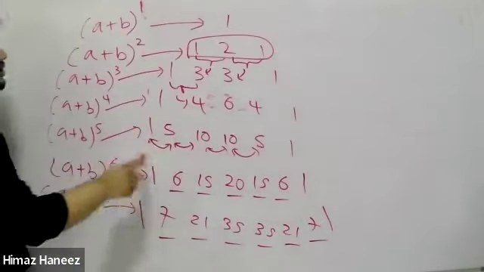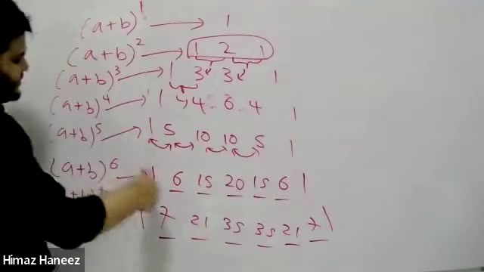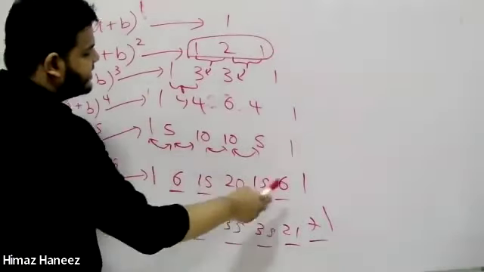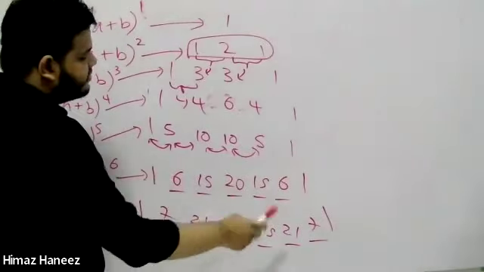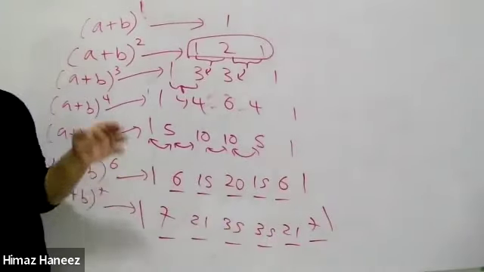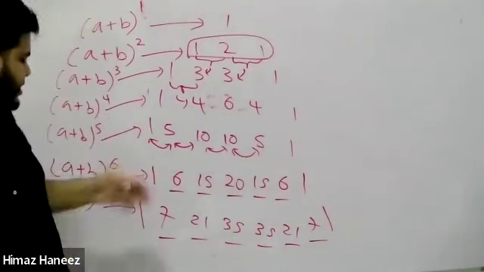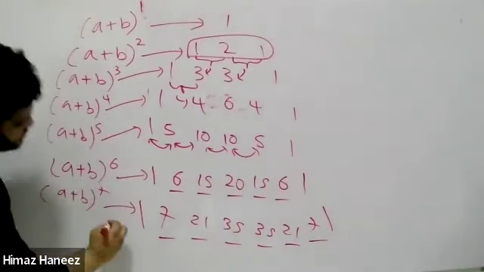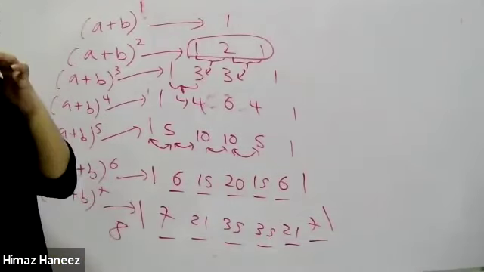If it's 5, the coefficients are 1, 5, 10, 10, 5, 1. If it's 6, 1, 6, 15, 20, 15, 6, 1. If it's 7, 1, 7, 21, 35, 35, 21, 7, 1. You will automatically understand and remember. Now in your syllabus, we have been told to teach only until 8. Above 8, you won't get.